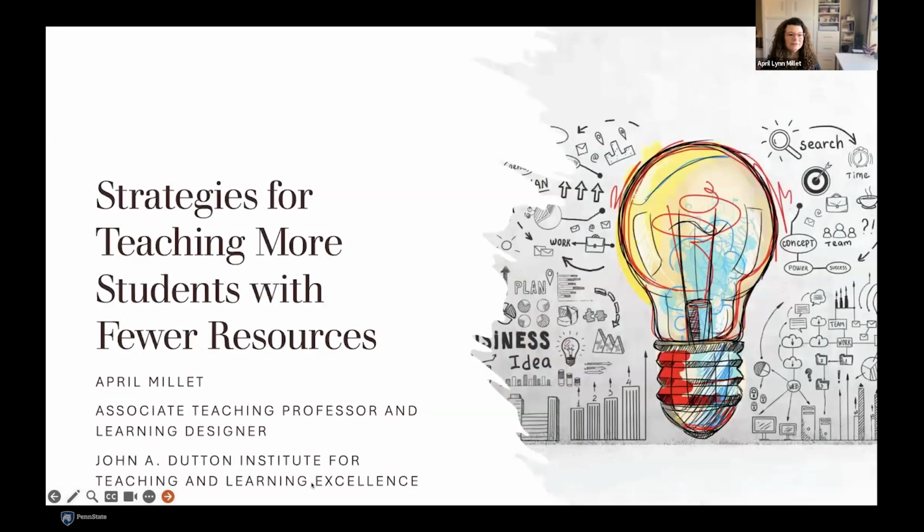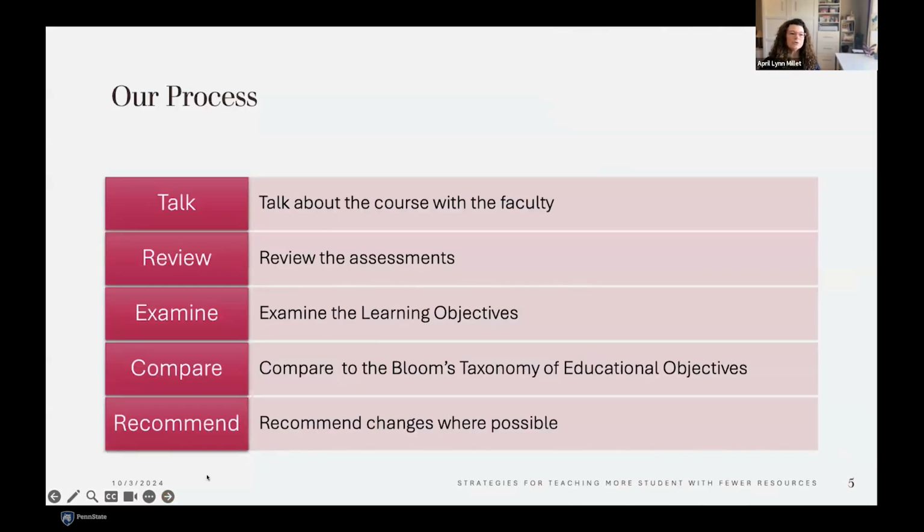Okay, thank you, Megan. Today's session is called Strategies for Teaching More Students with Fewer Resources. Before we talk about some of those actual ideas, I wanted to talk a little bit about our process. Faculty around the university have been asked to do more with less. Everybody's being asked to do more with less. This is the first part of a three-part series on the strategies.